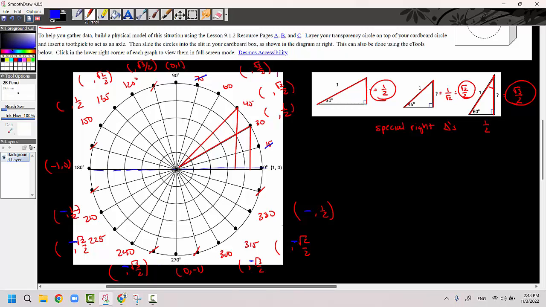So that's what we have right now. We'll come back to it in a little bit after I do the next activity, and we'll figure out exactly what we've just done. I'll be right back.